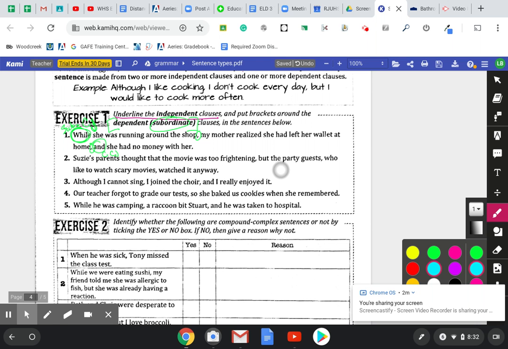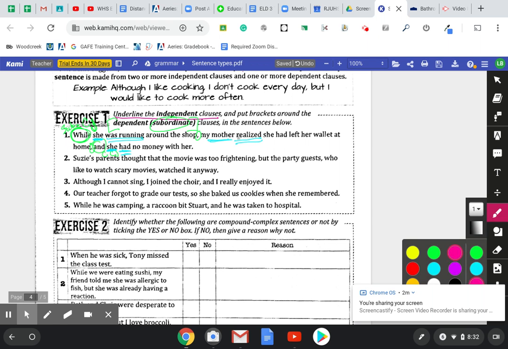What's my verb? Was running. Okay, who or what was running? She was running. Okay, next one. My mother realized she had left her wallet at home. My verb, realized. Who or what realized? Mother. Okay, next one. She had no money with her. What's my verb? Had. Who or what had? She had. Okay.